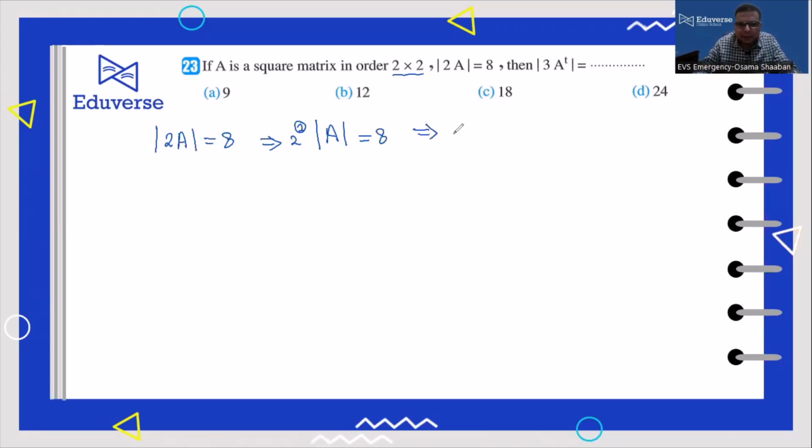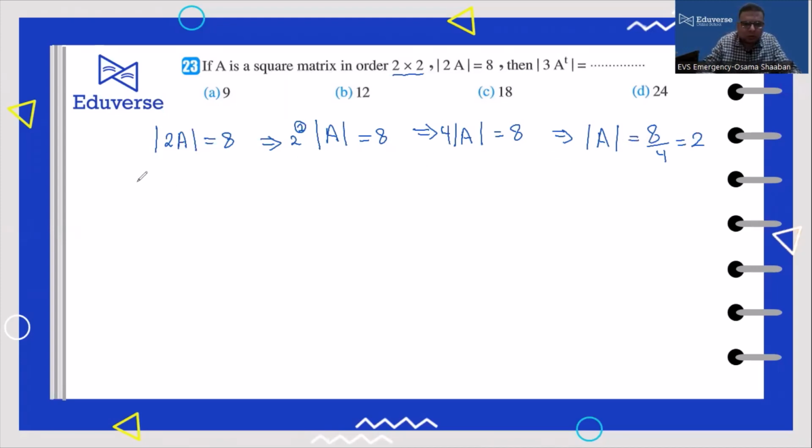Then the determinant of A equals 8 divided by 4, because 2 power 2 is 4. So here 4, here 8. So the determinant of A is 8 divided by 4, which will be 2.